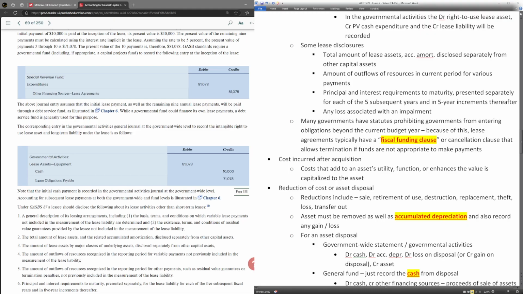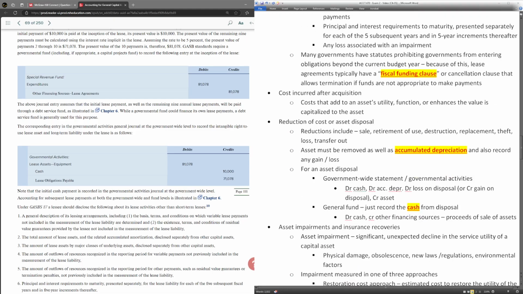A lot of times, built into these contracts is an out for governments: if next year they do not approve the funding, they're not locked into a contract that requires them to keep going. Now, how often does that happen? Well, that's quite rare, but that is something that's built into governmental contracts. Costs incurred after the acquisition. Again, this is sort of the idea of, do you capitalize something or do you count it as a minor service or a minor repair and expense it or expenditure it?